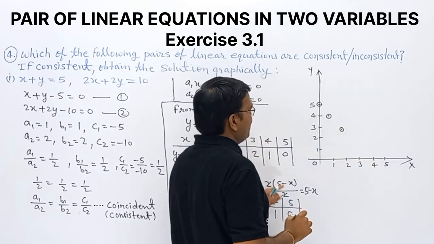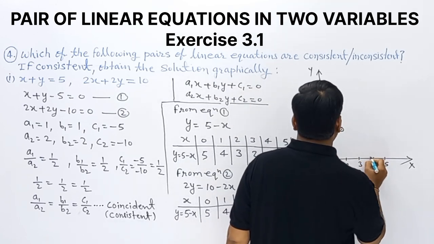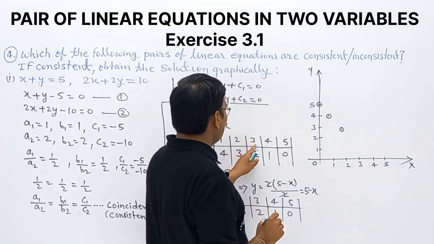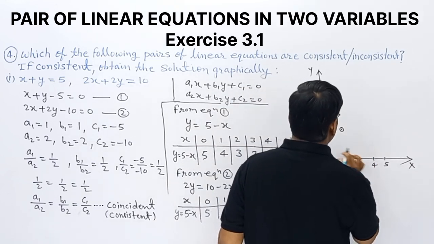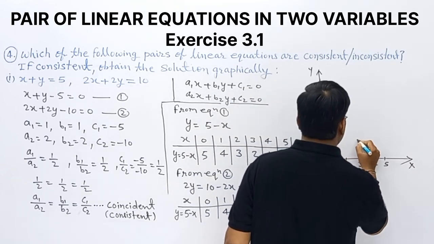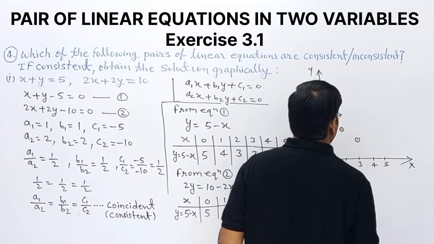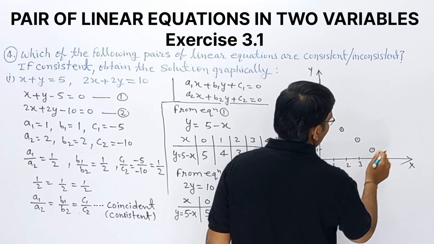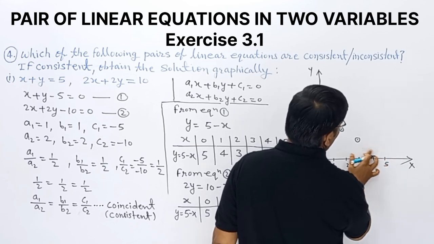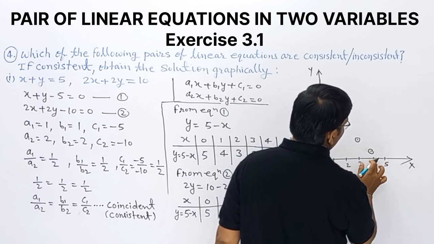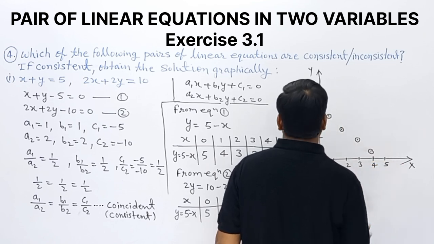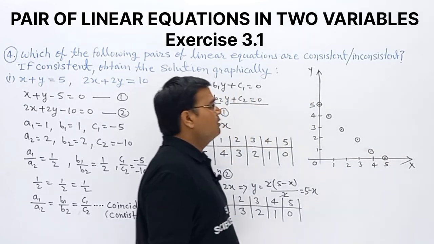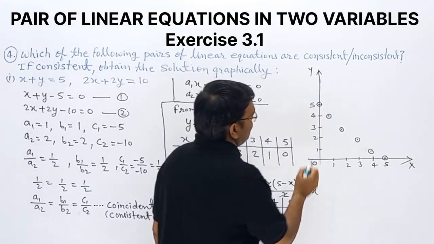Clear? Next one is 3 and 2. This point will be this one. Next one, 4 and 1. 4 and 1 will be this one. And the last point we are having is 5 and 0. 5 and 0, the y coordinate will be 0.